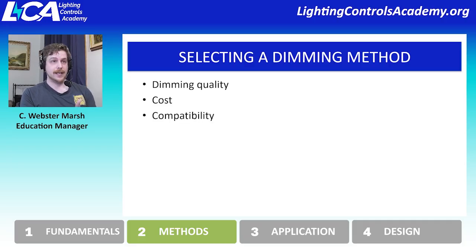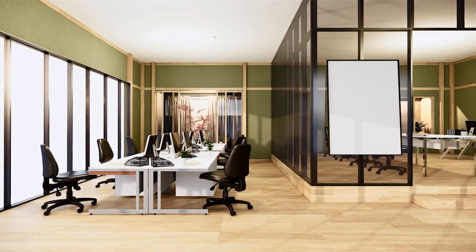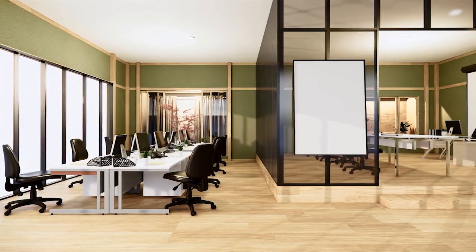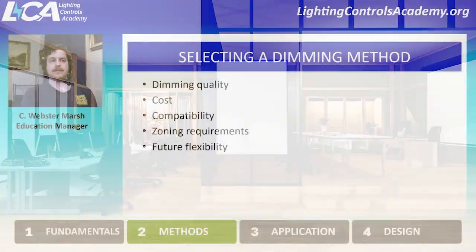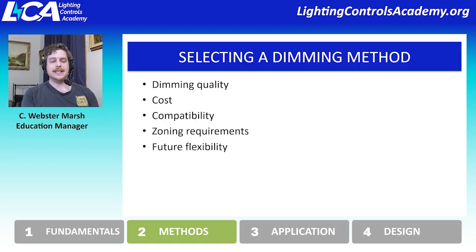Compatibility. So again, if you want to make absolutely certain that the fixtures are going to be compatible, you might want to look at a digital protocol as opposed to a dimming method. Zoning requirements: do we need really fine zones, or can we get away with broader zones? Do we need to expand upon the system over time? Is there going to be a need to reprogram how the space is being used? Are there additional integration needs that we need to provide?